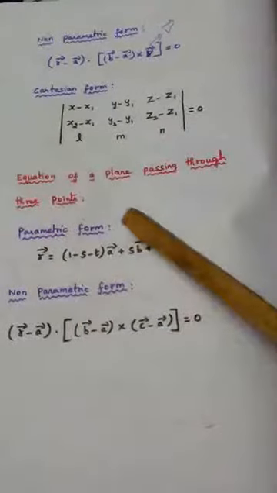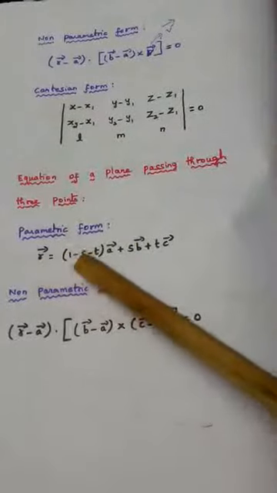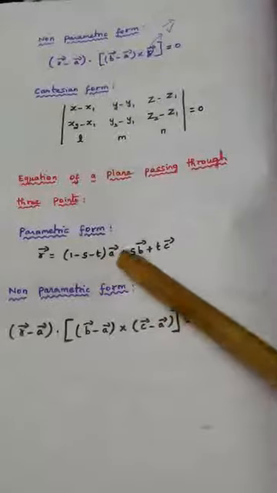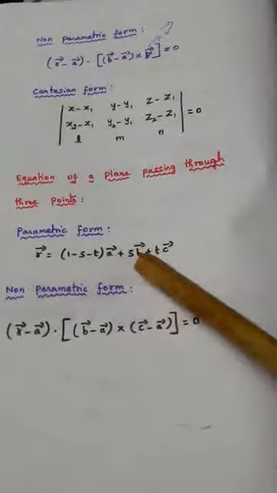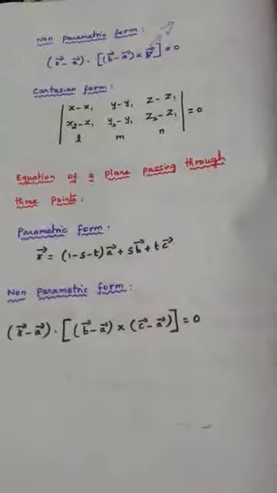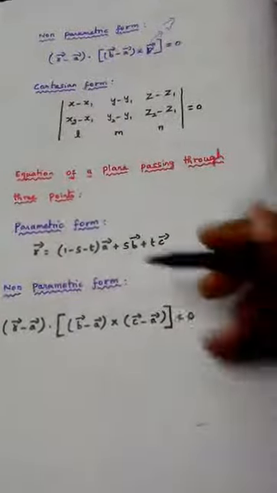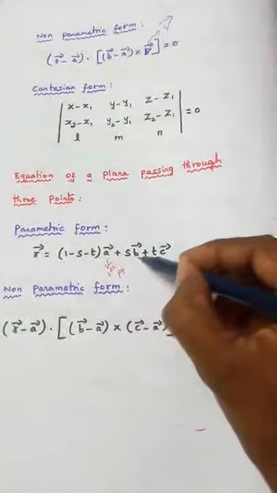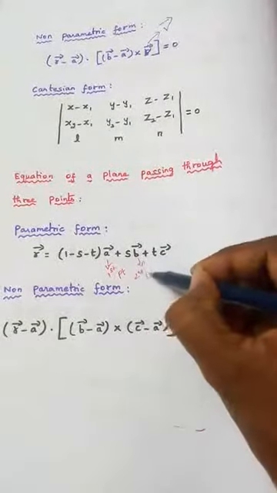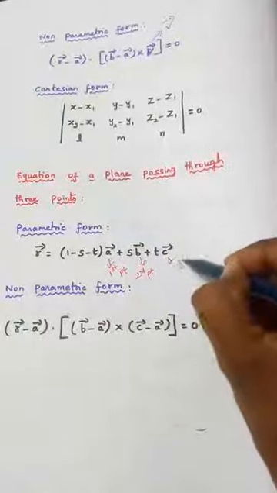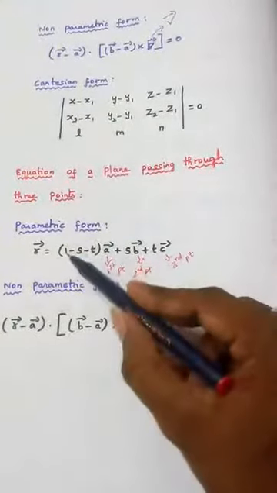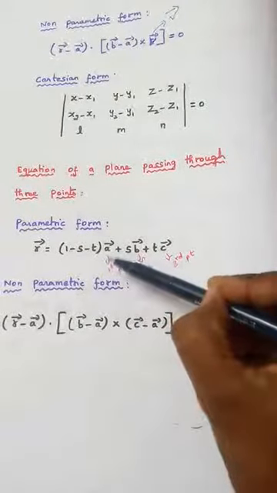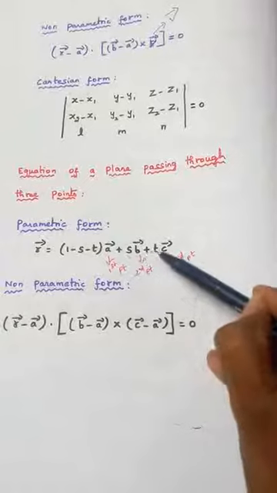Now the parametric form is given by r vector is equal to (1 minus s minus t) a vector plus s b vector plus t c vector. Hope you understand. A vector represents the first point, as the plane passes through 3 points. B vector means the second point and c vector means the third point. If you see the terms, 1, 2, 3 terms are present for 3 points: (1 minus s minus t) a vector plus s b vector plus t c vector.